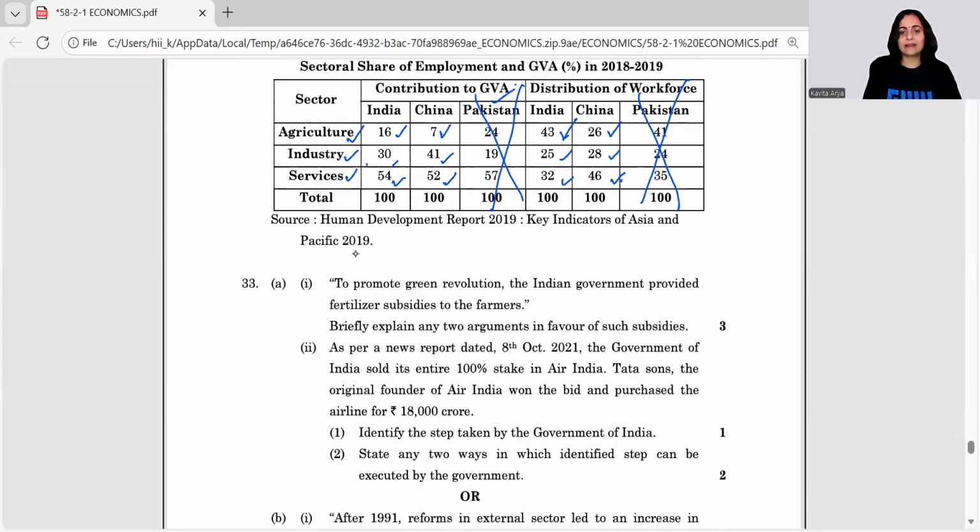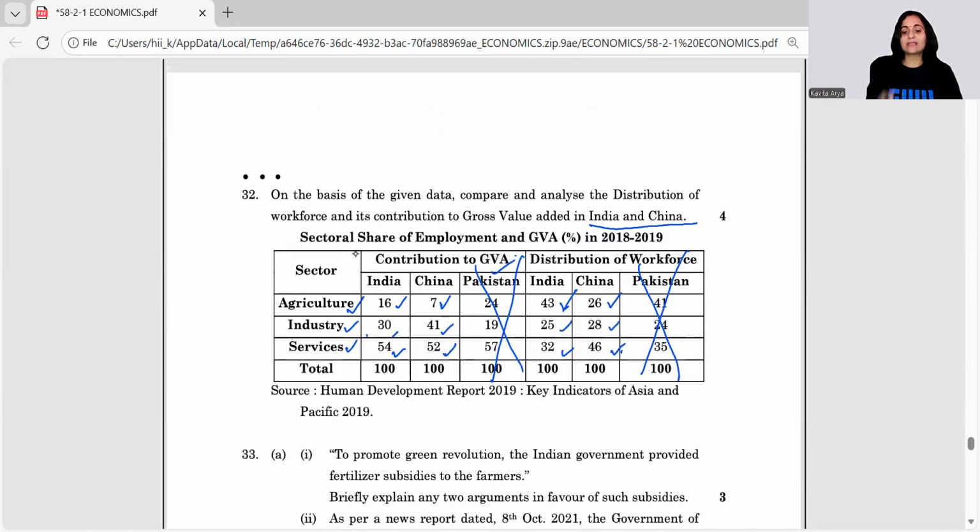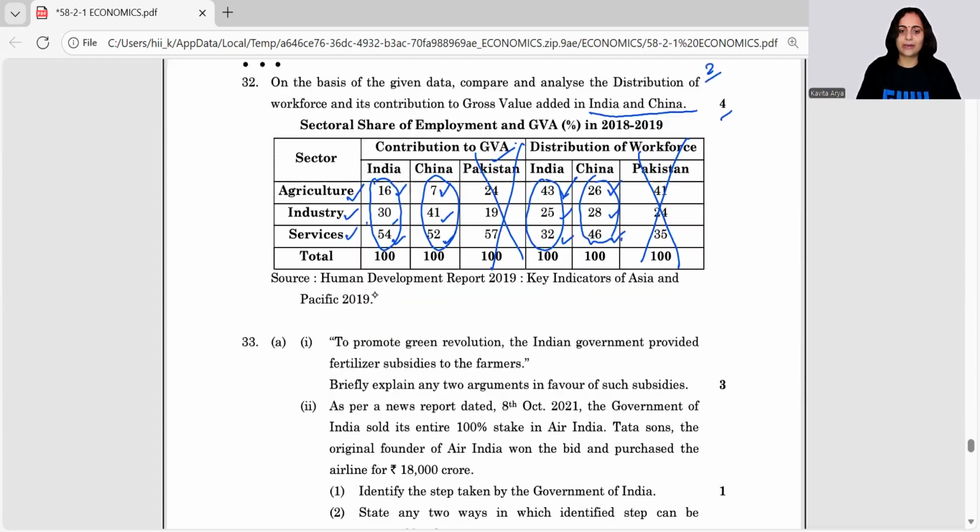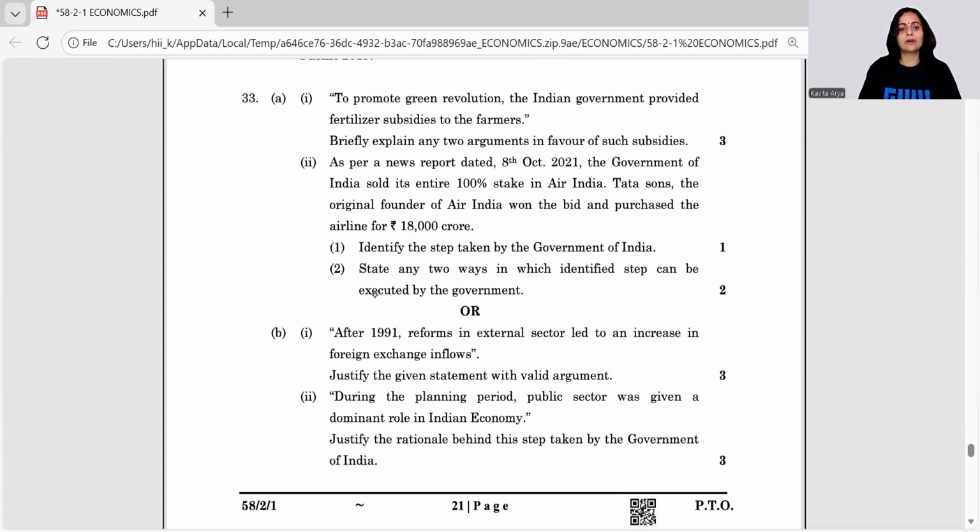Now, moving ahead, you must note that as and when you are doing this tabular analysis, you need to give all these figures also. You do write 16, 7, 30, 41 because CBSE simply straight away gives 2 marks out of 4 if you just reinstate the figures without any explanation, right?